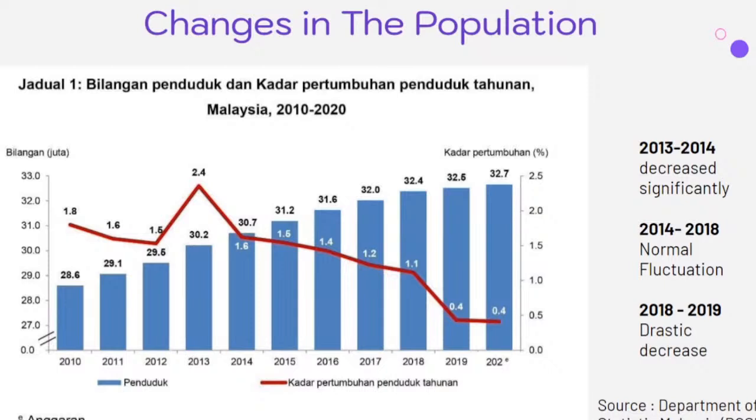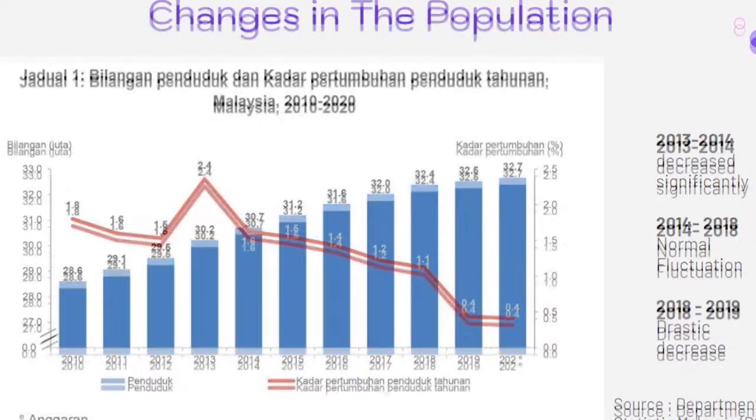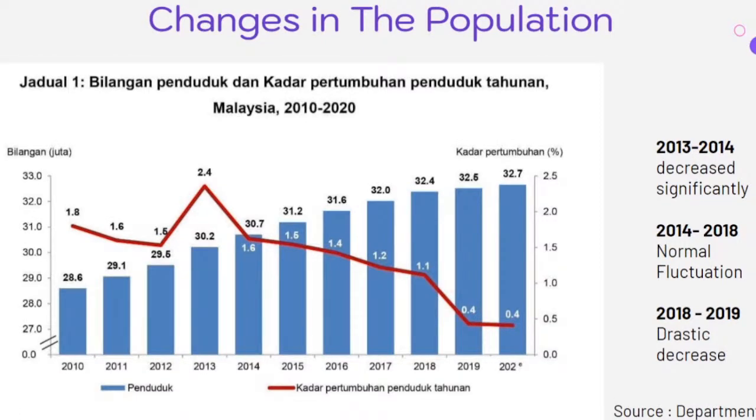According to the Department of Statistics Malaysia, the decrease in this population growth rate is contributed by the decrease in the fertility rate and the decrease in the net international migration. Malaysian population in 2019 was 32.5 million people, up from 32.4 million people compared to 2018.